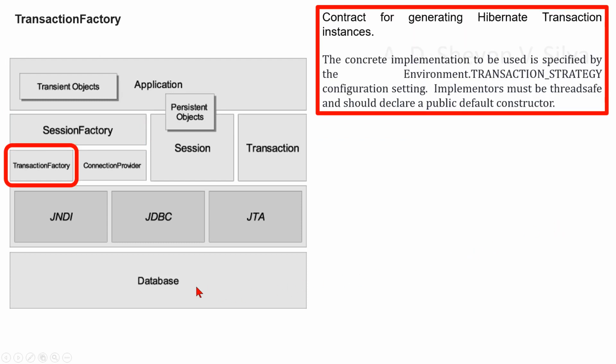Now we are focusing on TransactionFactory. Contract for generating Hibernate transaction instances. The concrete implementation to be used is specified by the environment.transaction_strategy configuration setting. Implementers must be thread safe and should declare a public default constructor.